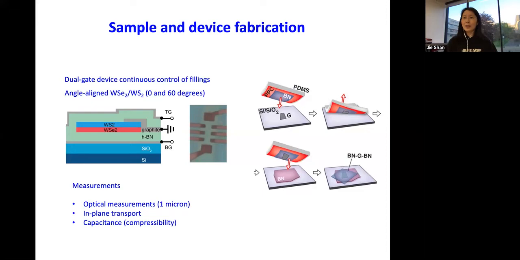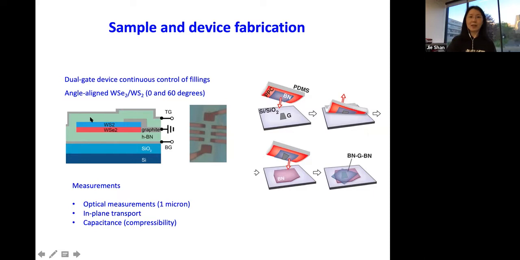So we first exfoliate thin sheets on some flat substrates. And then we use nonlinear optics to determine the crystallographic orientation of each. And we use this soft stamp to pick up and stack them in the desired order and with well-controlled twist angle. And then we can do photolithography or other lithography to define electrodes. And this is completed by the two gates, as what I'm showing here.